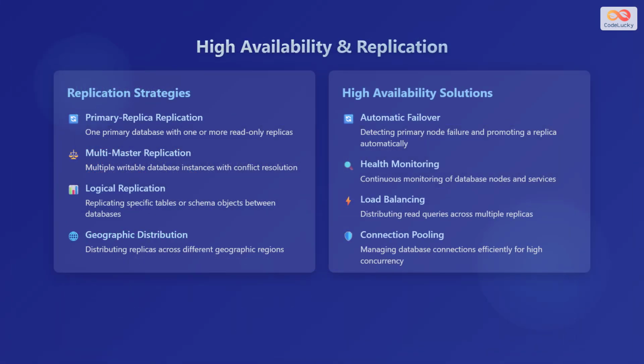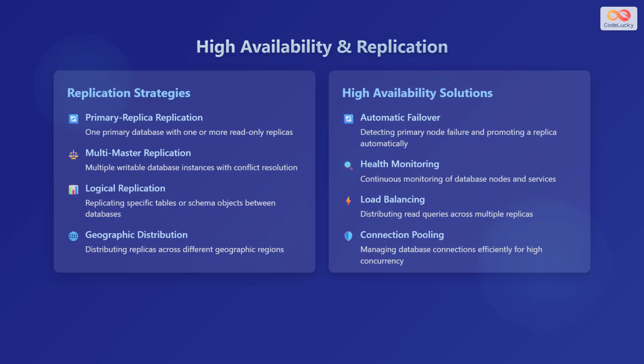High availability and replication ensure that the database remains accessible and operational even in the event of a failure. There are different replication strategies like primary-replica replication, where one primary database exists with one or more read-only replicas. Multi-master replication involves multiple writable database instances with conflict resolution. Logical replication means replicating specific tables or schema objects between databases. Geographic distribution means distributing replicas across different geographic regions.